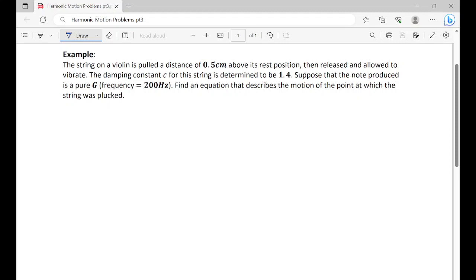So this is a damping motion problem. And since the string has been pulled from its rest position and then released, this has a starting point that's not at rest. So since it's not at rest, I'm probably going to use the cosine function instead of the sine. And for damping, it's going to be y equals k e to the negative ct cosine omega t.